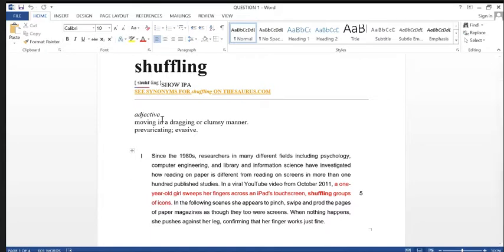Not a verb. Alright. Okay, it has to be an adjective. Adjective must be replaced with adjective. If this is a verb, you will replace it with a verb. Now, the adjective shuffling means moving in a dragging manner or moving in a clumsy manner. Alright, that's a manner there.